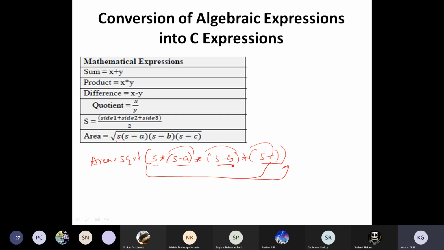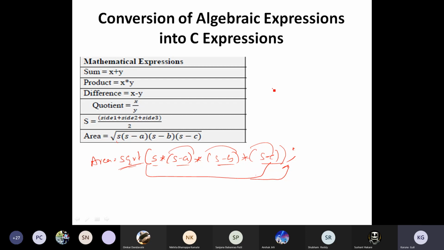S into S minus A into S minus B into S minus C, and the result of this will be square rooted. Is it okay? Okay, this is how we are supposed to write the mathematical expression in C. You are given a mathematical expression, but symbols are not acceptable in C language.